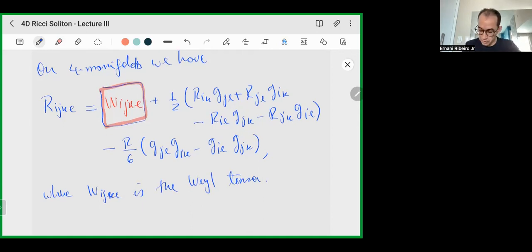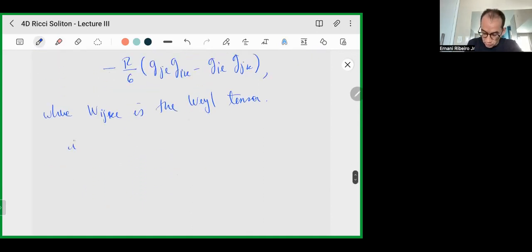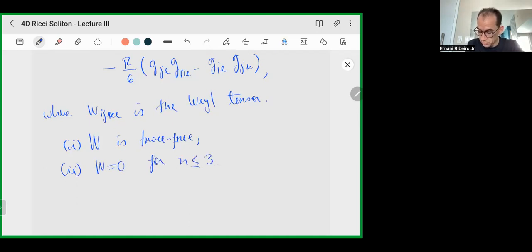This is a very important tensor in Riemannian geometry. One of the reasons is that W, the Weyl tensor, is trace free in any indices. If you take the trace for any indices, the trace becomes zero. Another important reason is that W is equal to zero for dimension less than or equal to 3, so it vanishes in dimension 2 and 3. But we are interested in dimension bigger than or equal to 4, so it is a very good target for us.